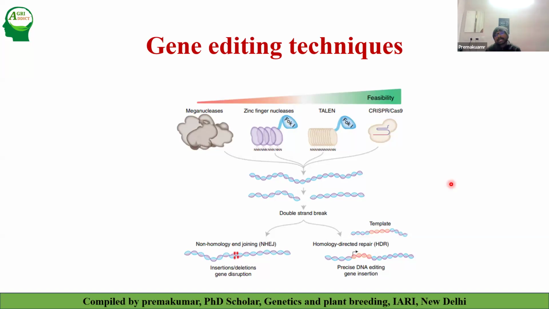No, actually NHEJ occurs throughout the cell cycle, but HDR occurs only during the S phase of the cell cycle. That you should remember. In a cell, HDR happens only during S phase, but NHEJ occurs throughout the cell cycle. That is one point you can remember.